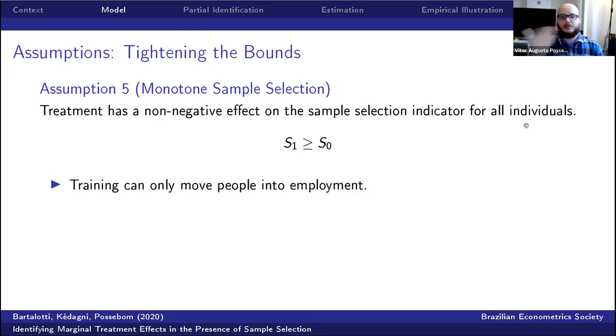If you want, in our running example, it basically means that training can only move people into employment. It can never move people out of employment. That is a restriction in the empirical context. It's basically saying that the reservation wage is not increasing. The person still accepts to work under the same wage as before, but the person may have a better wage regardless of that.